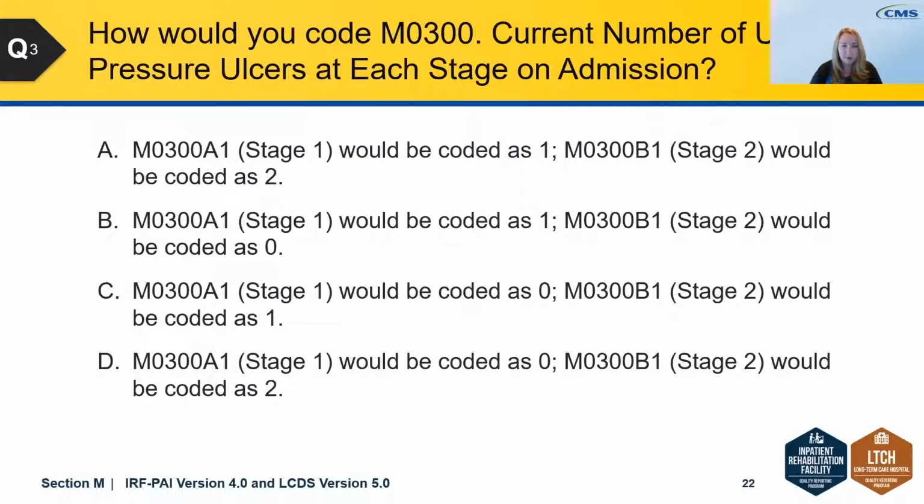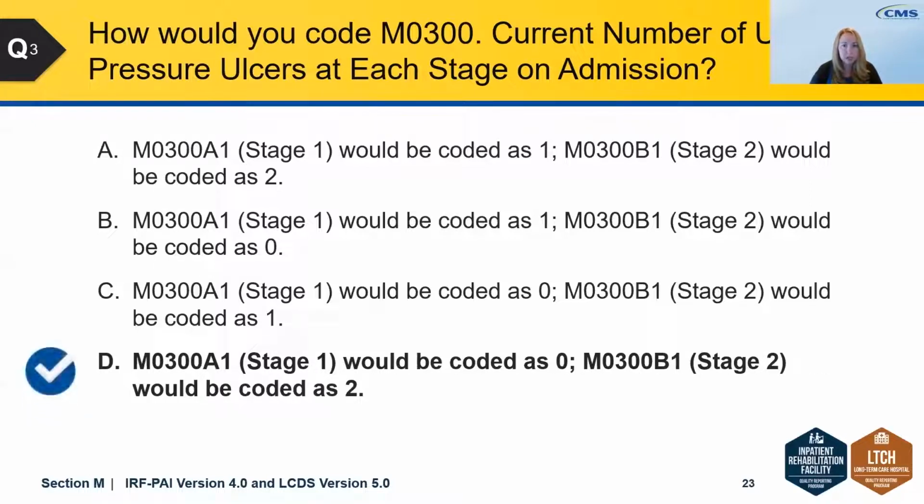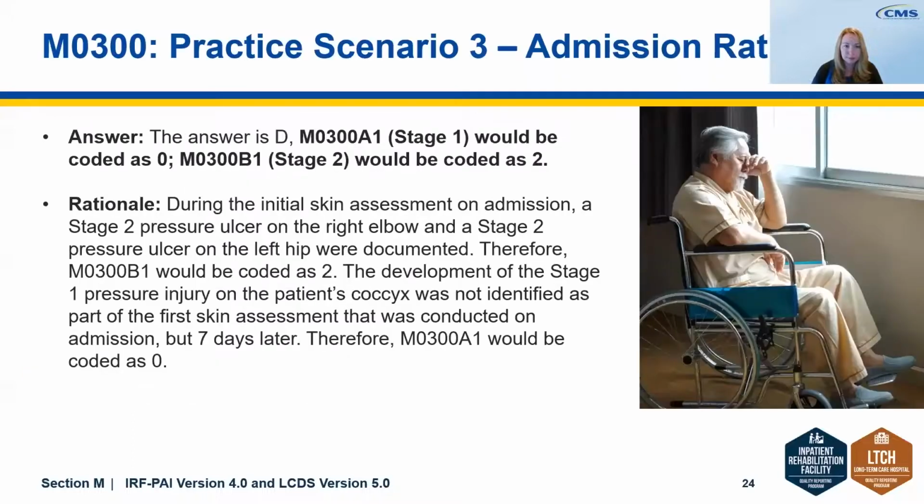All right, let's see how everyone did. So it looks like the majority of you picked D, and that would be the correct response. So D, M0300A1 stage 1 would be coded as 0, and M0300B1 stage 2 would be coded as 2. So good job, everyone. Let's review the rationale to see why D is correct.